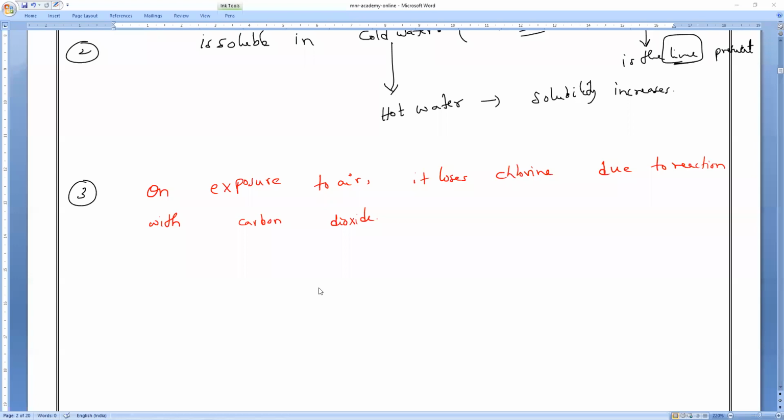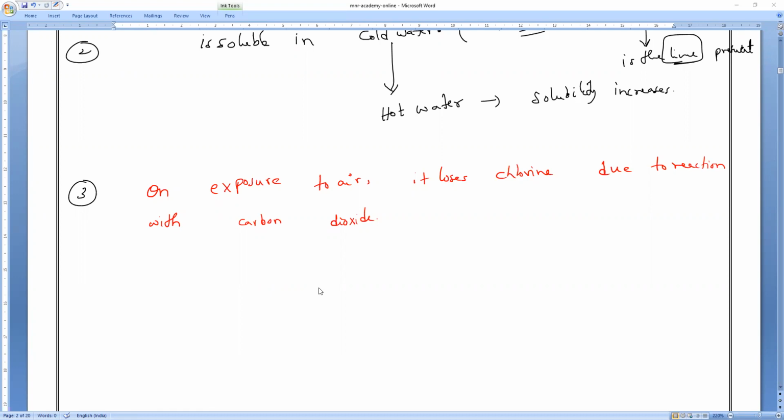What is the reason? Because chlorine gas will be evolved and released by exposure. Reacting with whom, Harish? Reacting with the carbon dioxide. Which substance is reacting with the bleaching powder when it is exposed to the air? Who is reacting? Carbon dioxide.